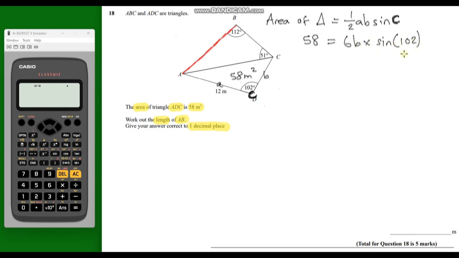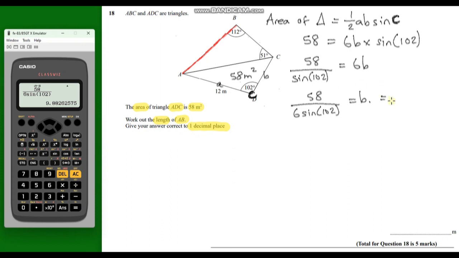Okay, now we want to get b on its own. So first of all, if we get rid of this sine of 102, we can divide both sides by this. So we're going to be left with 58 divided by the sine of 102. That is going to equal 6b. And then finally, to get rid of this 6, we can just divide everything by 6. So we're going to have 58 over 6 times the sine of 102. And that is going to equal b. Okay, so let's just put this into the calculator now. So if we get the fraction button up, 58 divided by 6 times the sine of 102 degrees. Press equals.